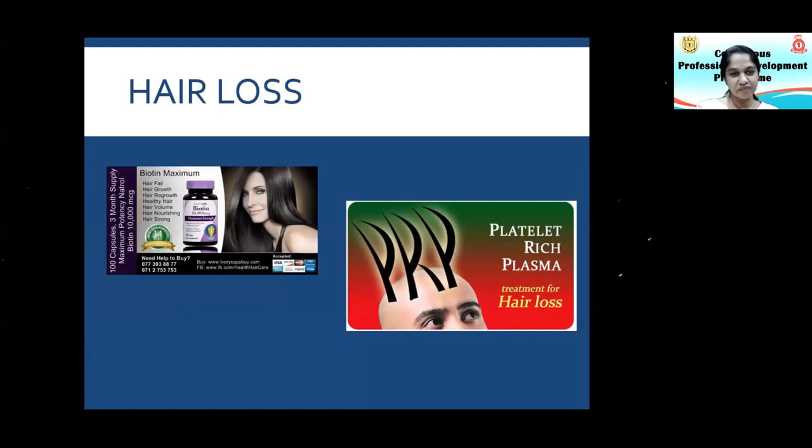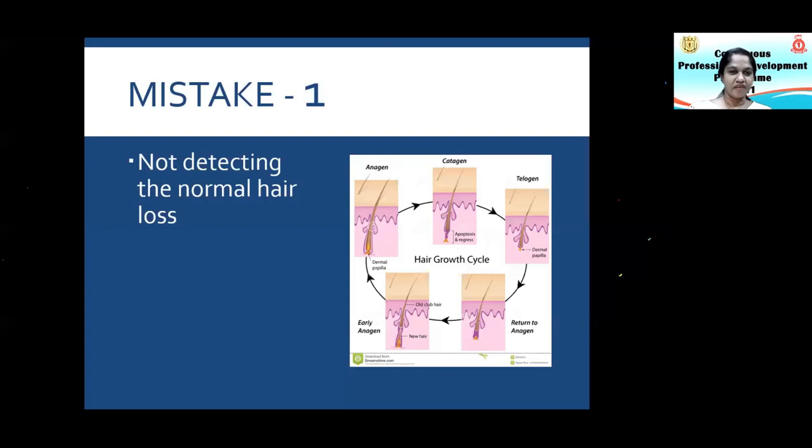So mistake number 1, not detecting normal hair loss. As I said earlier, this is a very common complaint. So are all these patients who are coming with hair shedding having significant hair fall? Most of the time, no.